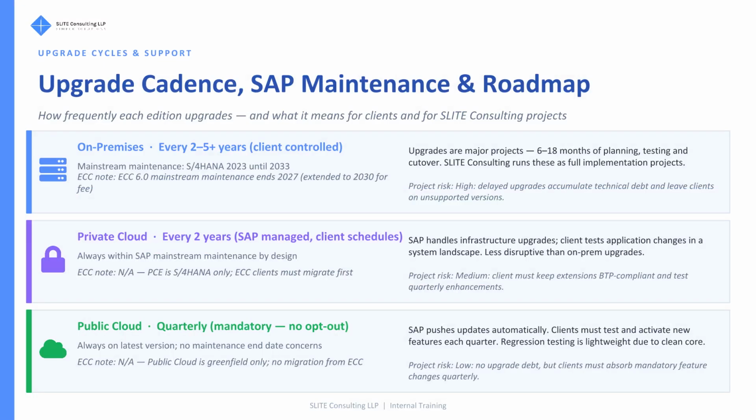This slide is about upgrade cadence and the maintenance roadmap. On-premises upgrades every 2 to 5+ years on the client schedule and run as major projects. Private cloud is upgraded by SAP on a roughly 2-year managed cycle. Public cloud upgrades quarterly and mandatorily. The key consulting point: the gap between an organization's version and SAP's current release grows over time, and closing that gap eventually becomes a significant undertaking.